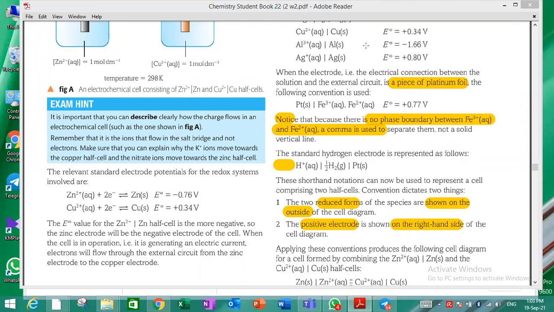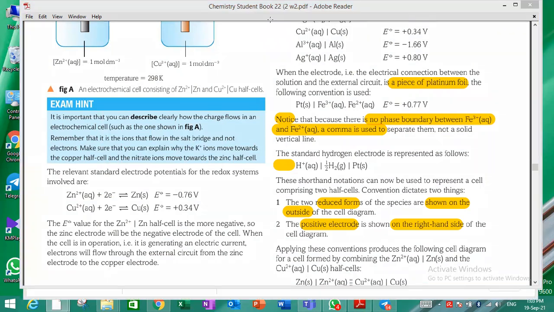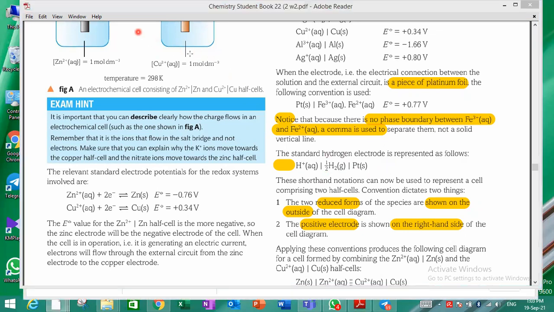Okay. So we said that if we are writing the cell diagram or the shorthand notation for the hydrogen electrode itself, we write hydrogen ions and then a vertical line, then half hydrogen gas, then another vertical line, and we write platinum.